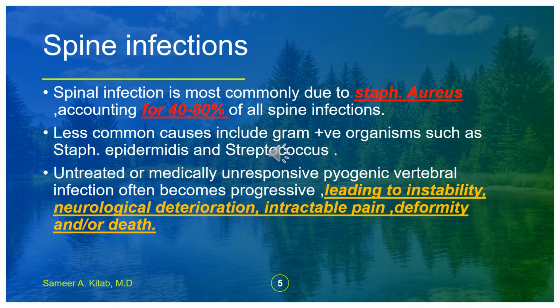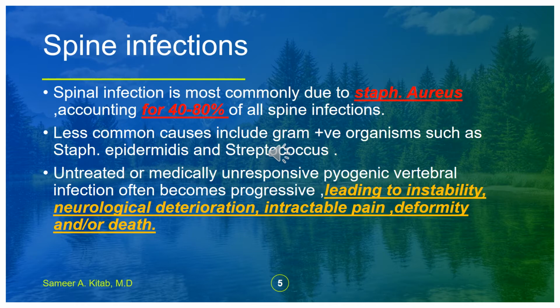Less common causative microorganisms include gram-positive bacteria like Staph epidermidis and streptococci. Untreated or medically unresponsive pyogenic vertebral infection often becomes progressive, leading to instability because of the inflammatory process, neurologic deterioration because of the infective granulation tissue and the inflammatory process again, or because of abscess formation, or because of the acute instability because of infection.